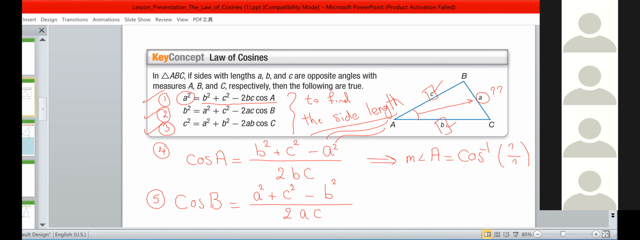This is the rule that we will use if we need to find the measure of angle B. Now you will get cosine B. After that, you will make another step, which is the measure of angle B is equal to shift cosine of the result you get.